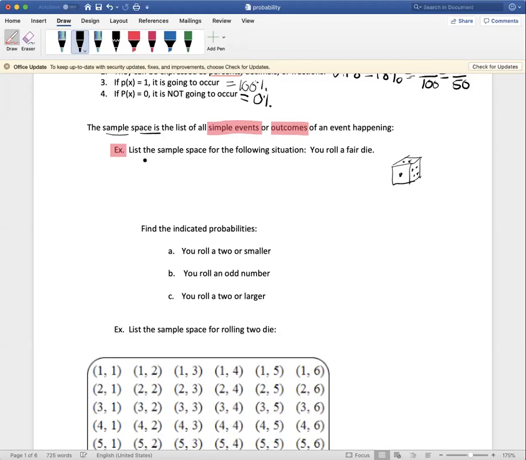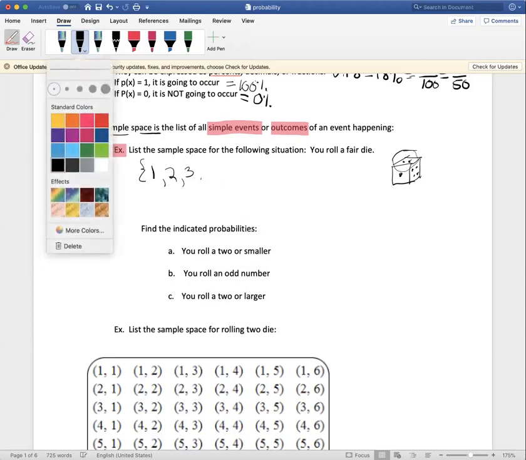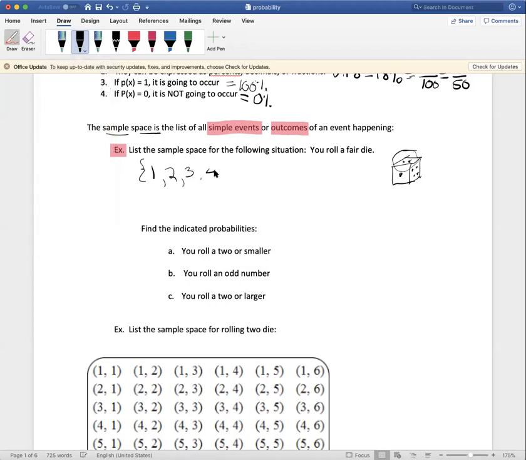So when we talk about rolling a fair die, the sample space or the outcome or what shows up on the top, like this guy over here. So we can roll a 1, we can roll a 2, we can roll a 3, we can roll a 4, we can roll a 5, or we can roll a 6. And those are the possibilities for the sample space. These are all the simple events or the simple outcomes that we can get if we roll a die one time. So this is a sample space: 1, 2, 3, 4, 5, and 6.